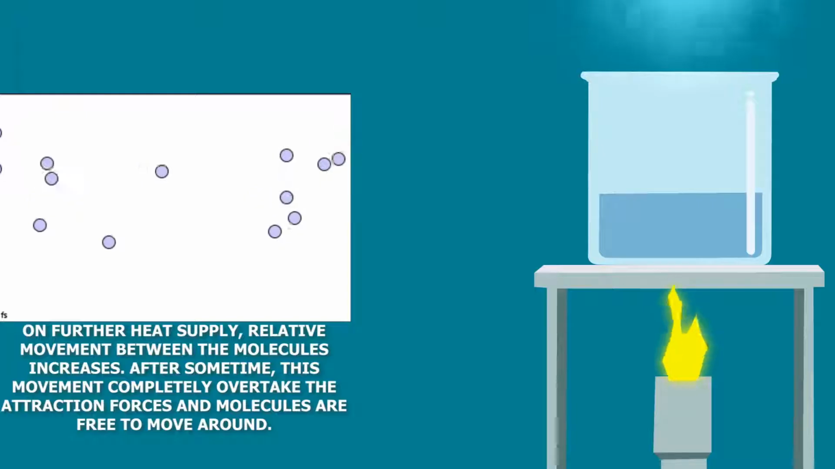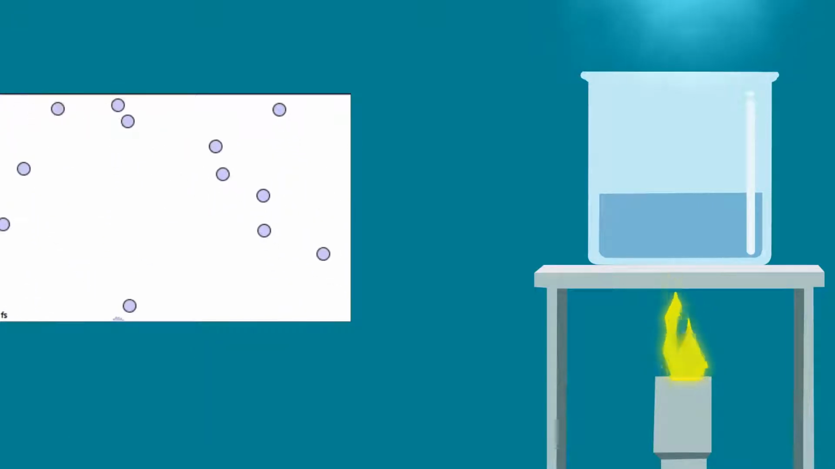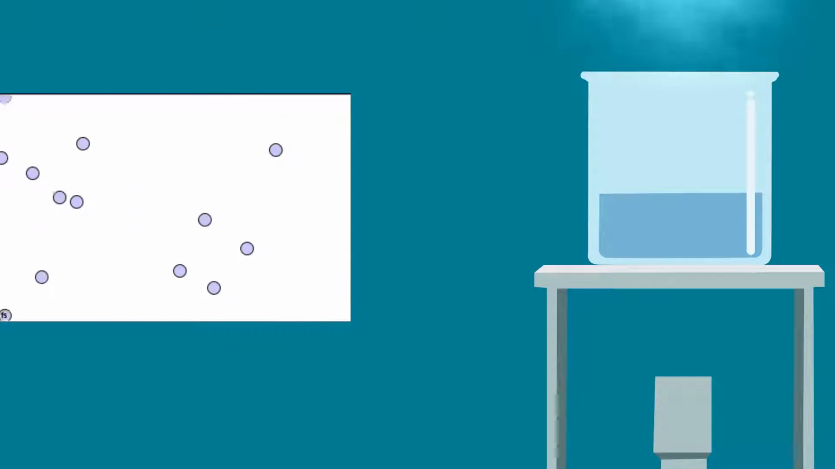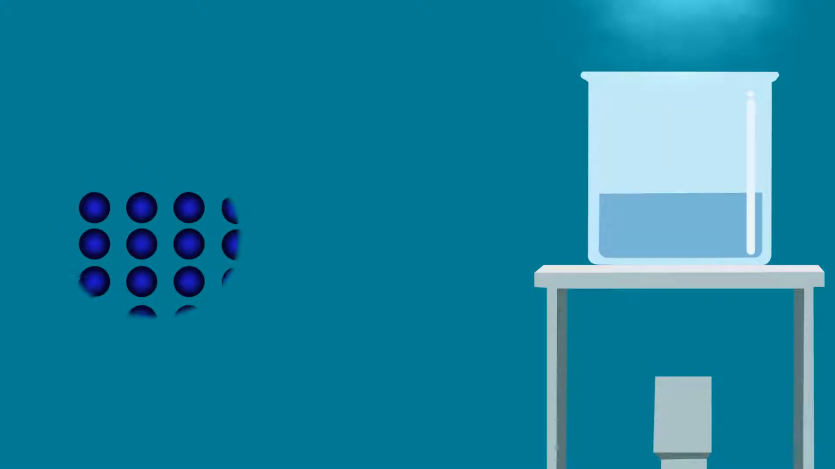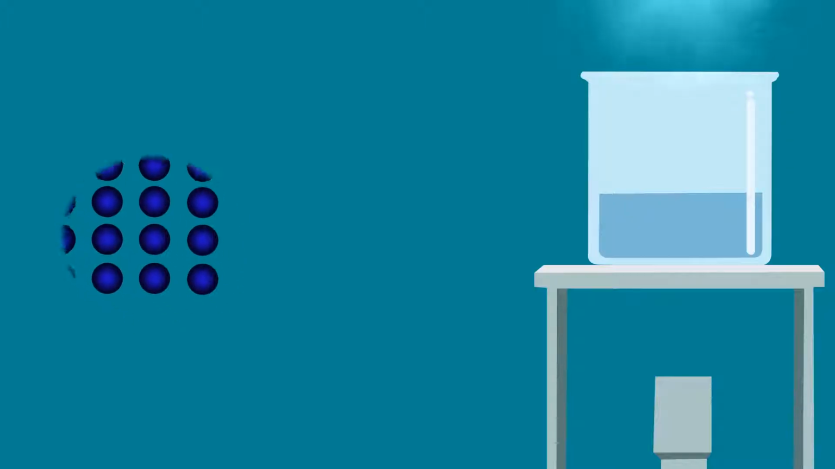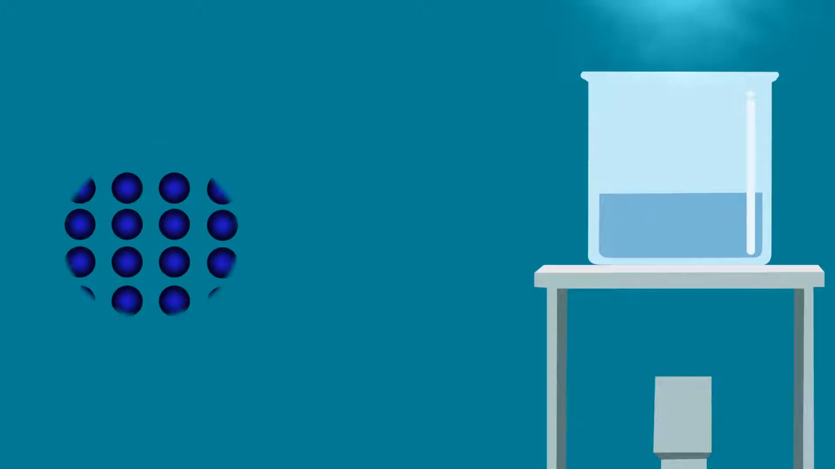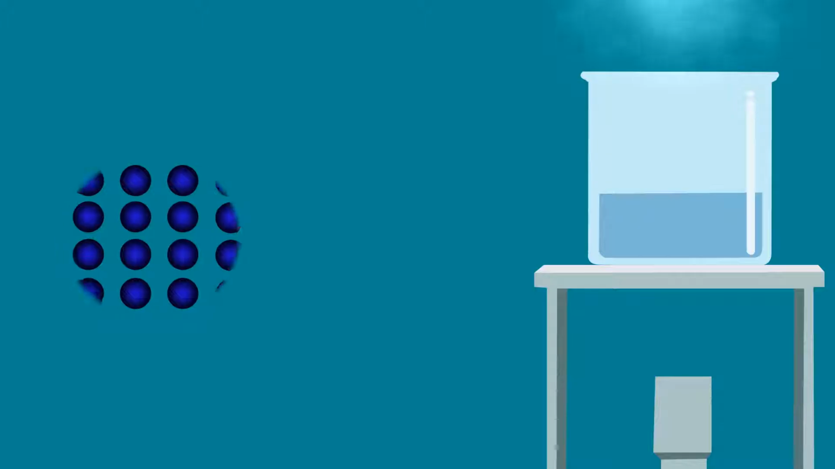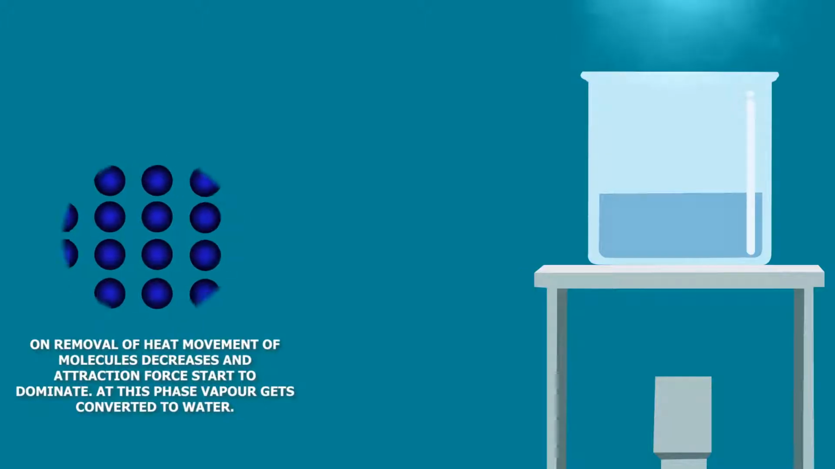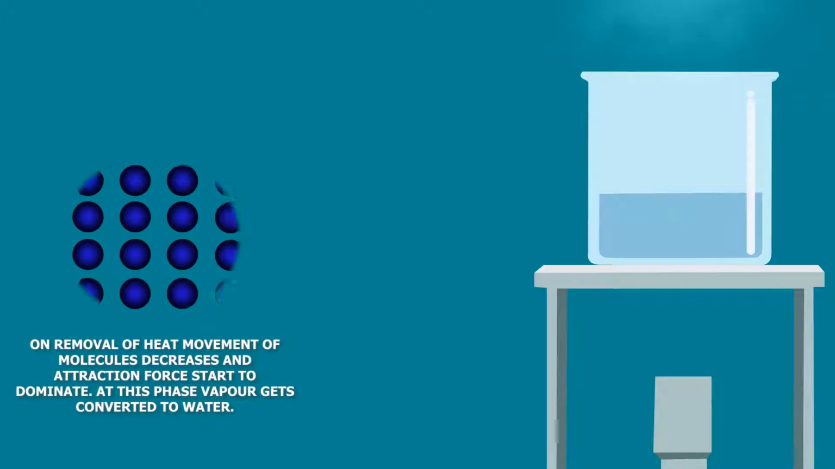Now let's see what happens when heat is removed from gases. We will take the example of vapor. When heat is removed from vapor, movement of molecules decreases and attraction force between molecules starts dominating. This results in stoppage of free movement, and vapor gets converted to water.